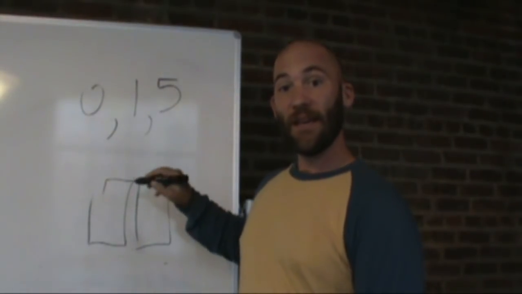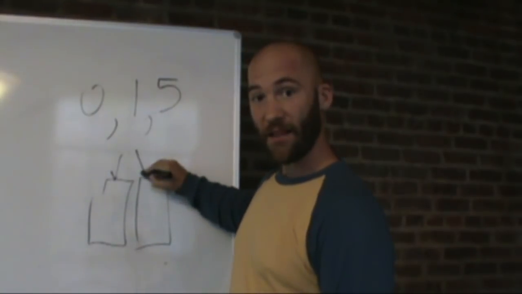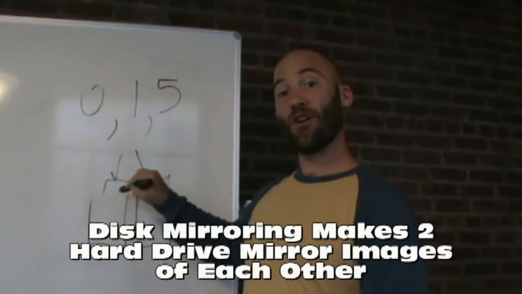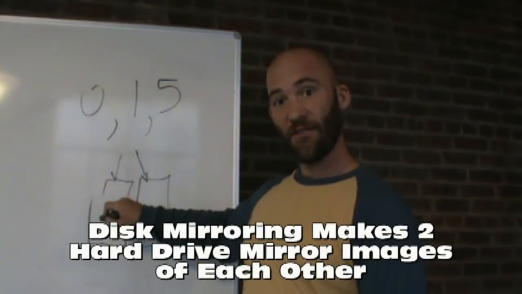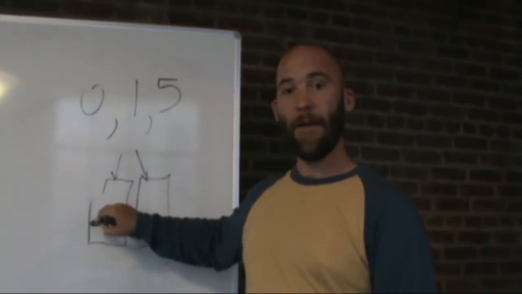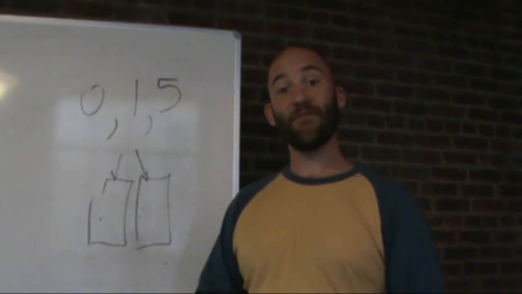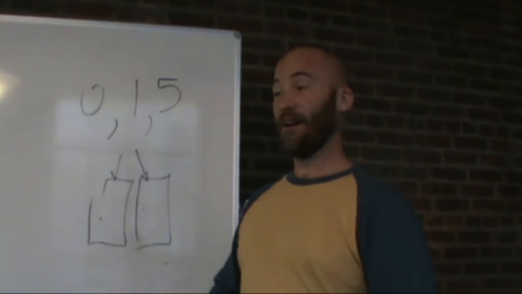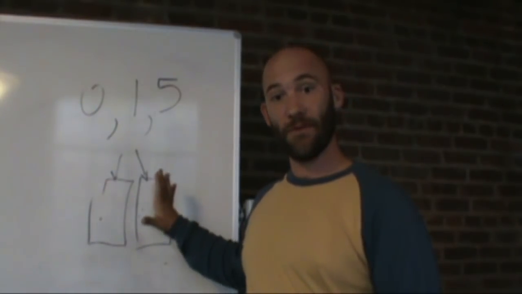And what happens is when data is written to one hard drive, it is automatically written to the other hard drive. So these disks are complete mirror images of each other. Everything that's on this hard drive is on this hard drive. Everything that's on this hard drive is on this hard drive. The nice part with disk mirroring is if one of your hard drives fails, your computer, your server stays up and running because you still have a complete intact copy of your data that's usable.